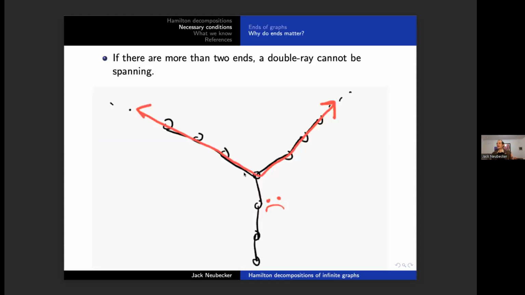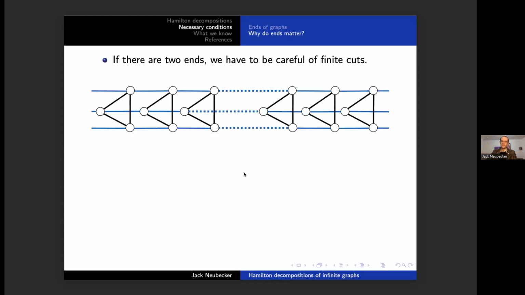So why do we care about ends so much? Well, at a very obvious level, I can't have a Hamilton double ray in a graph that has more than two ends, because a double ray only has two ends. There's no way I can visit three different ends with a two-ended graph. So let's say from now on that our graph has to have one or two ends. Otherwise, it's just not possible.